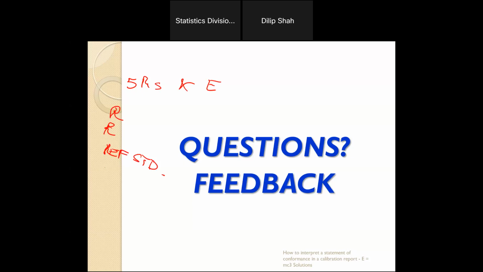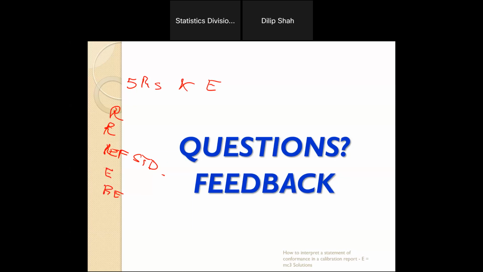The environment, that's the E, resolution, and then the reference standard stability. So those are the 5 R's and an E. And that's the guidance that you should have in the uncertainty consideration.